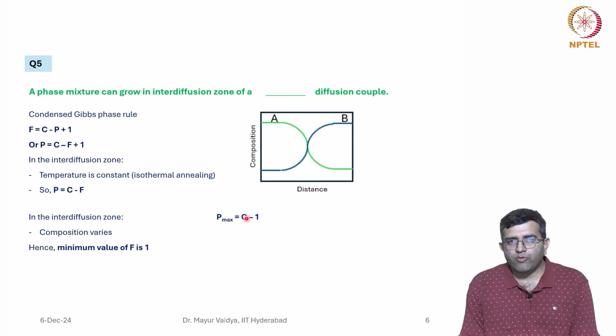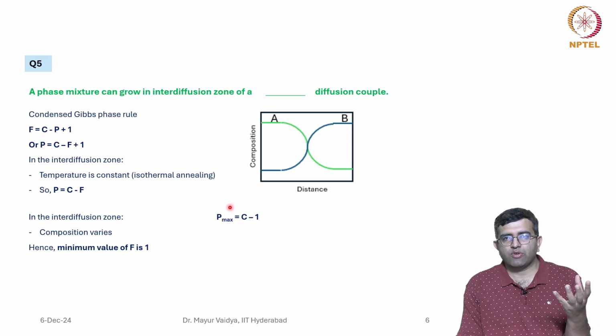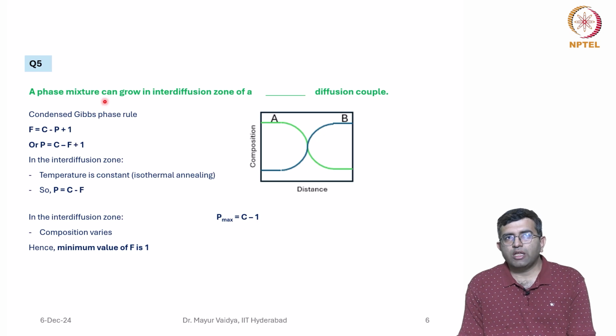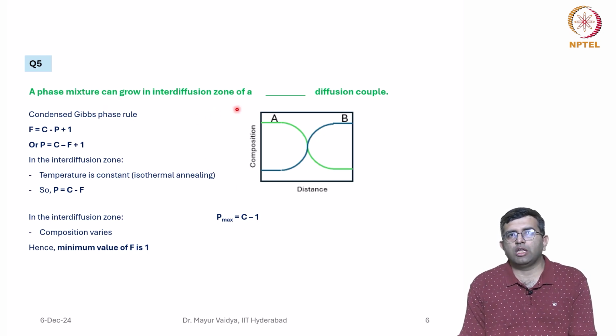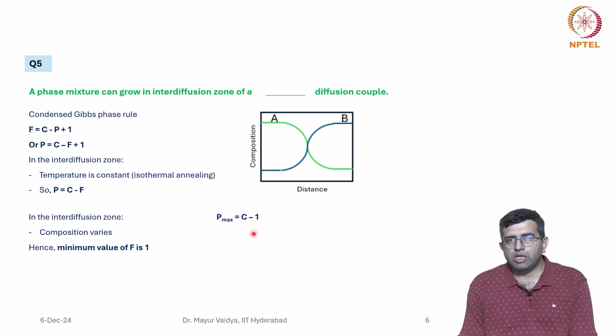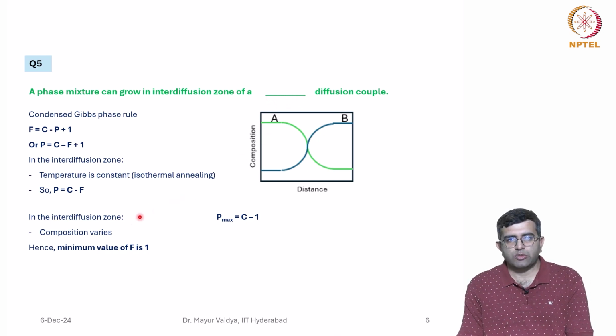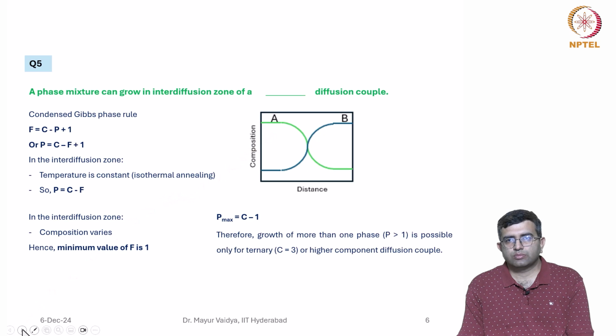So, that means for a binary diffusion couple only single phase regions can grow, and this we have also seen with several practical examples, that in the binary diffusion couple only single phase regions grow. So, therefore, now in this question a phase mixture can grow in the interdiffusion zone of a. So, it can go C equal to 3, C equal to 4, C equal to 5. So, either you can write a non-binary diffusion couple, or if you write either ternary, quaternary, quinary, those are also acceptable. Okay, ternary or higher component diffusion couple.